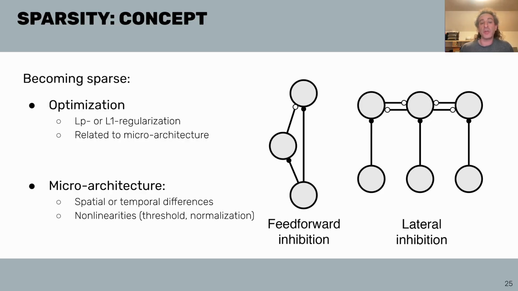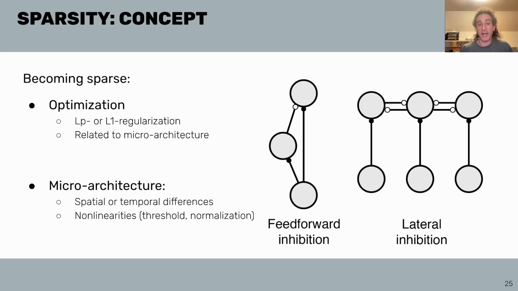For example, computing spatial or temporal differences. Like these two little tiny circuits here, the left one, the feed-forward inhibition, provides a way of doing a temporal difference. So you have the bottom neuron, which is active, and it activates the top neuron, but at a slight delay, it activates the middle neuron, which then inhibits or suppresses the top neuron a little bit later. So it gets turned on and then immediately turned off, giving you a temporal derivative. And likewise, the right circuit gives you lateral inhibition, which computes a spatial derivative. So these are microarchitectures that can give rise to sparsity.